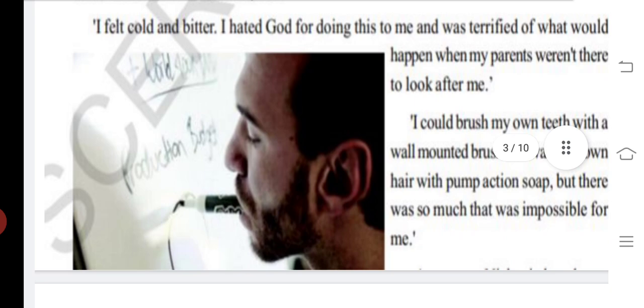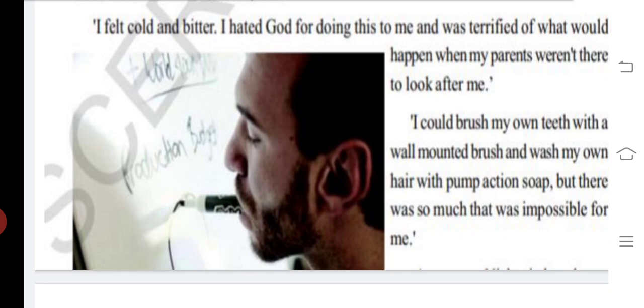I felt cold and bitter, and I hated God for doing this to me, and was terrified what would happen when my parents weren't there to look after me. You see, he created a kind of hatedness towards God, and he was totally depressed because God has given him life without arms and legs.